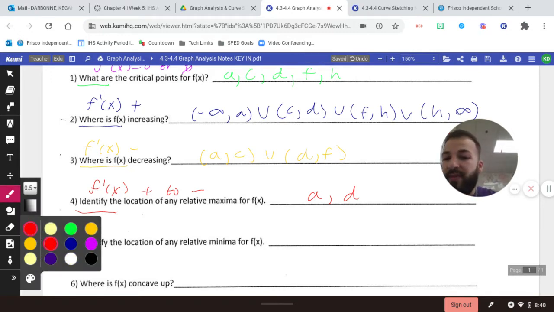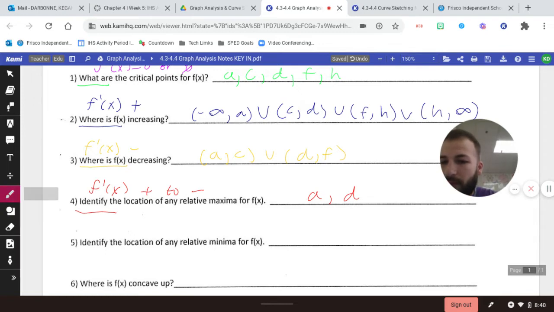So relative minima are when f prime of x, and that is impossible to read. Sorry, y'all.